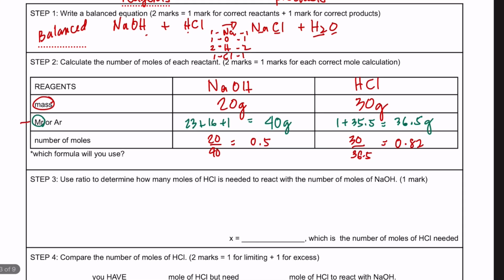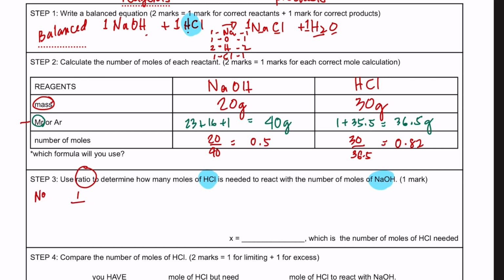Now, it says, use the ratio to determine how many moles of hydrochloric acid need to react with the number of moles of sodium hydroxide. So we are basing this on sodium hydroxide. So we need to use ratio. So let's look over here. Sodium hydroxide has a coefficient of 1. All of them have coefficients of 1. So that means all of them are in a 1:1 ratio.